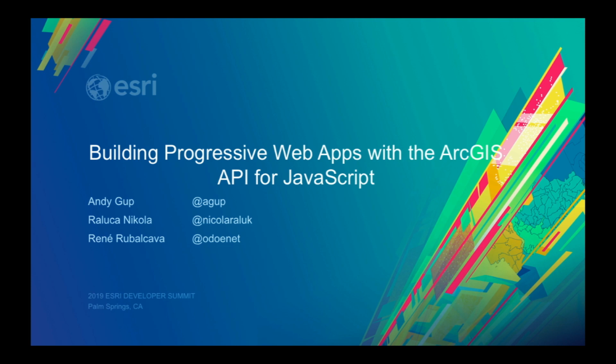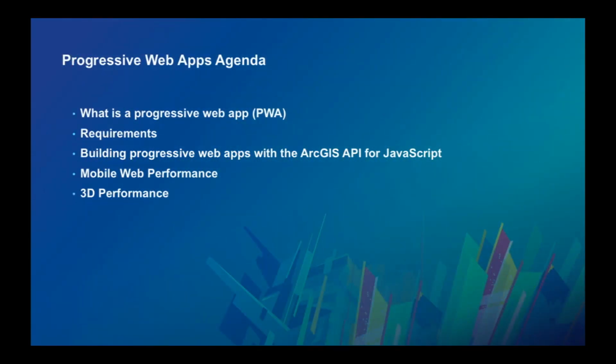How many people here have tried building a progressive web app with the JavaScript API? All right, cool. So first off, let's talk about what a progressive web app is. This is kind of the agenda for what we're going to talk about. Some of the requirements to actually, not certify, but to call something a progressive web app. And then we'll get into building a progressive web app with the JavaScript API. Andy's going to talk about mobile web performance, and then Luca is going to kill it with some 3D performance tips, which are really cool. I learned some new stuff.